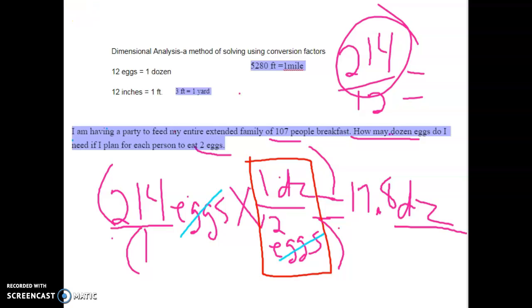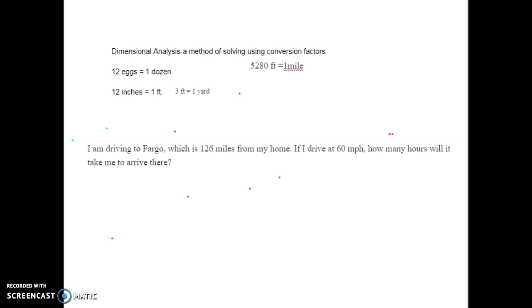Let's do one more example. Here's another common problem we can solve using dimensional analysis. I am driving to Fargo, which is 126 miles from my home. I'm driving at a speed of 60 miles per hour. How many hours will it take me to get there? So I know my answer is going to be in what? Hours. That's what I want to know.